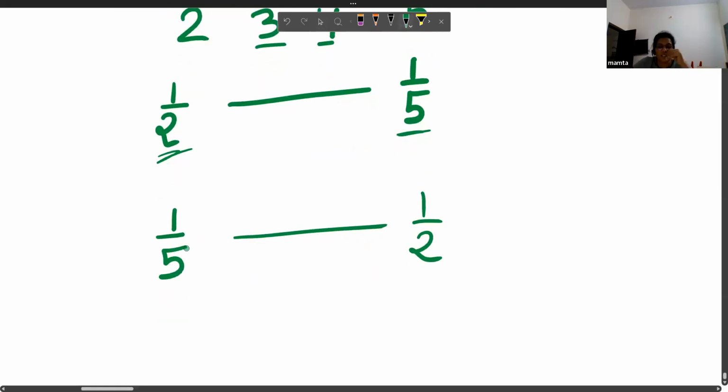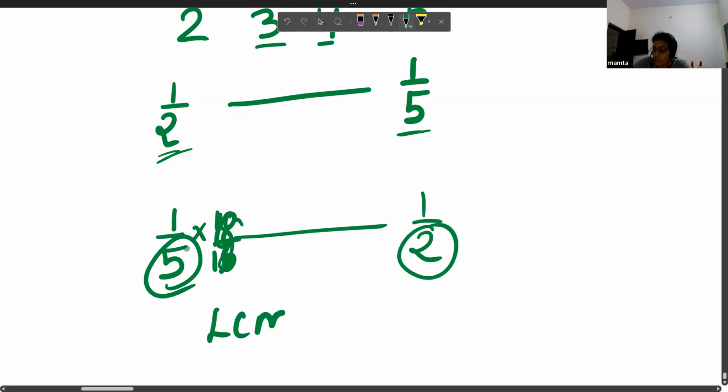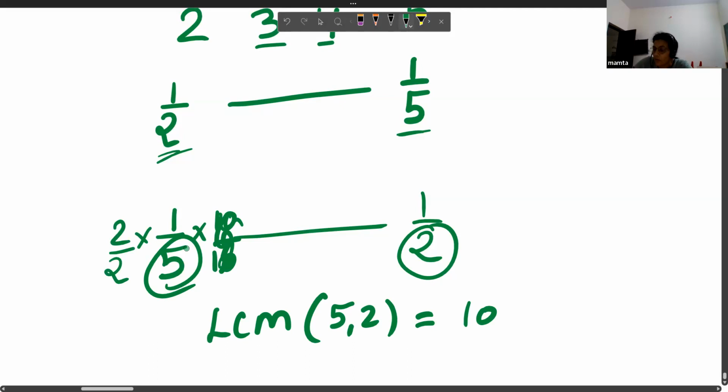So children, it is very easy. See, multiply and divide. You just have to make the denominator same. So how would you make the denominator same? By taking the LCM. What is the LCM of 5 and 2? It is 10. Okay. So how would you make this denominator 10? By multiplying and dividing with 2. How will you make this denominator as 10? By multiplying and dividing with 5.